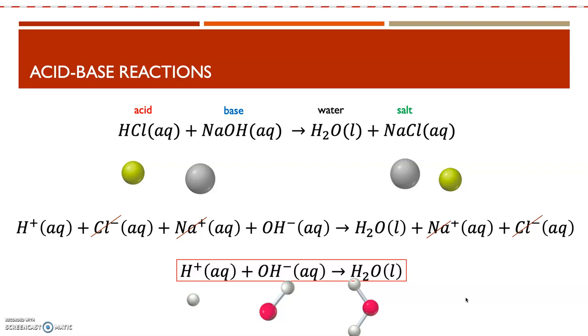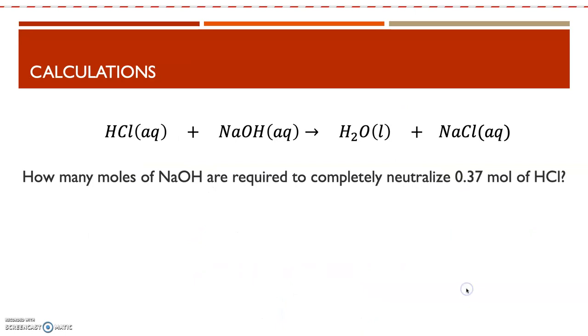The calculations that you might need to do for this are based on stoichiometry. And so this is the heart of any stoichiometry problem: to figure out how many moles or how many molecules of sodium hydroxide you would need to neutralize some amount of hydrochloric acid. So how many moles of sodium hydroxide are required to completely neutralize 0.37 moles of hydrochloric acid?